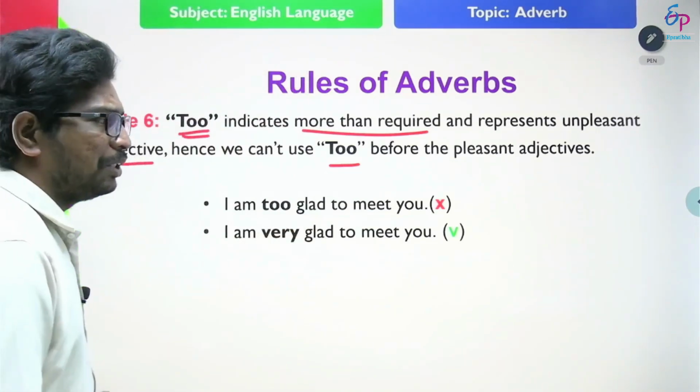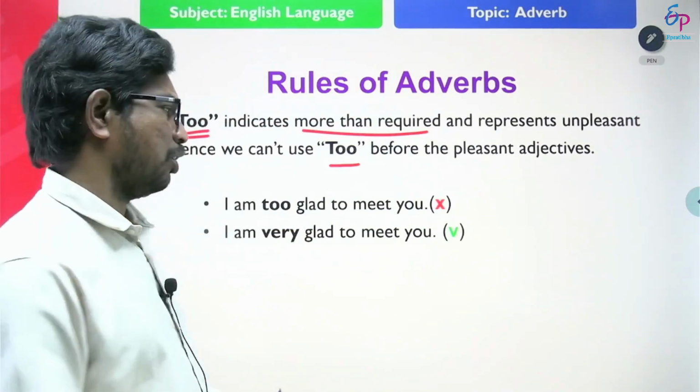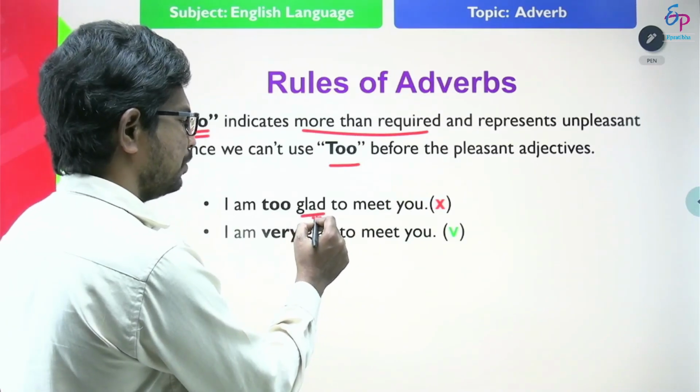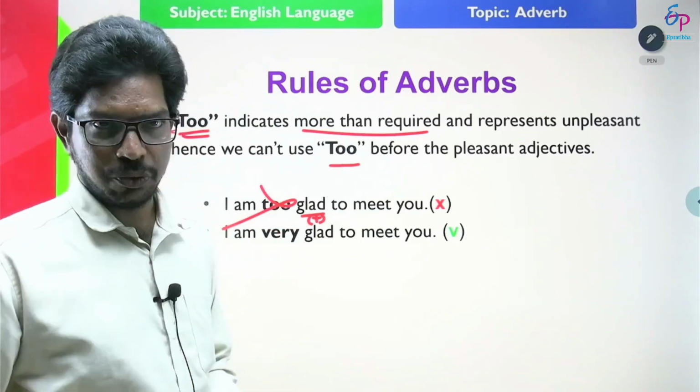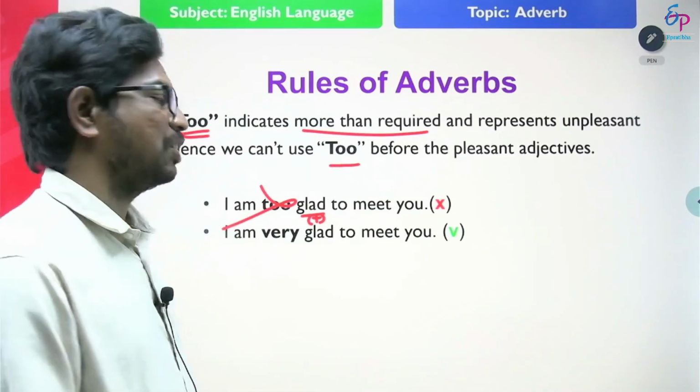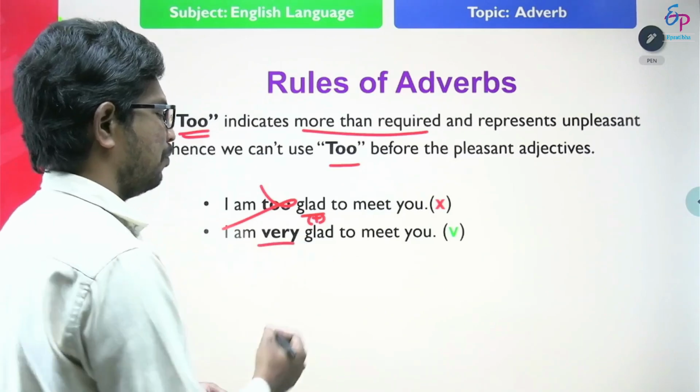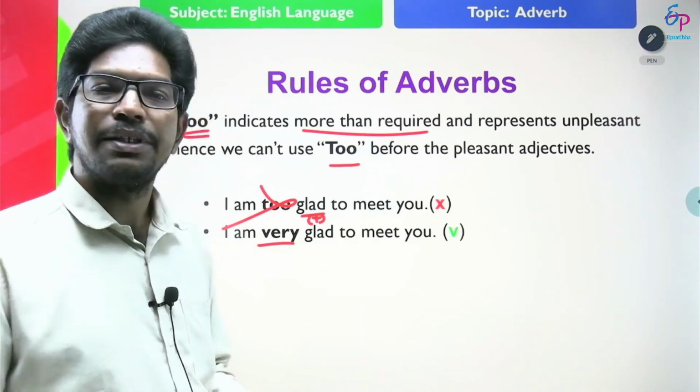I am too glad to meet you. In this statement, glad is a positive adjective. We should not use too before positive adjectives. We use very before positive adjectives. What is the correct one? I am very glad to meet you is correct.